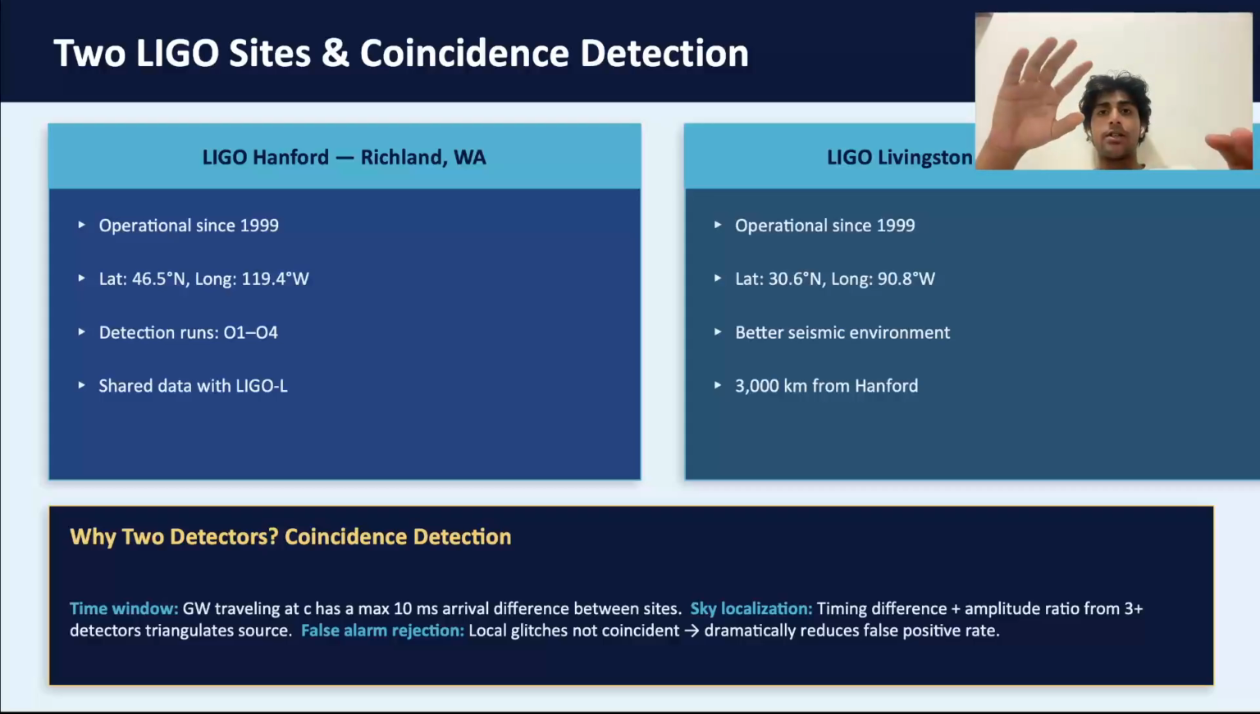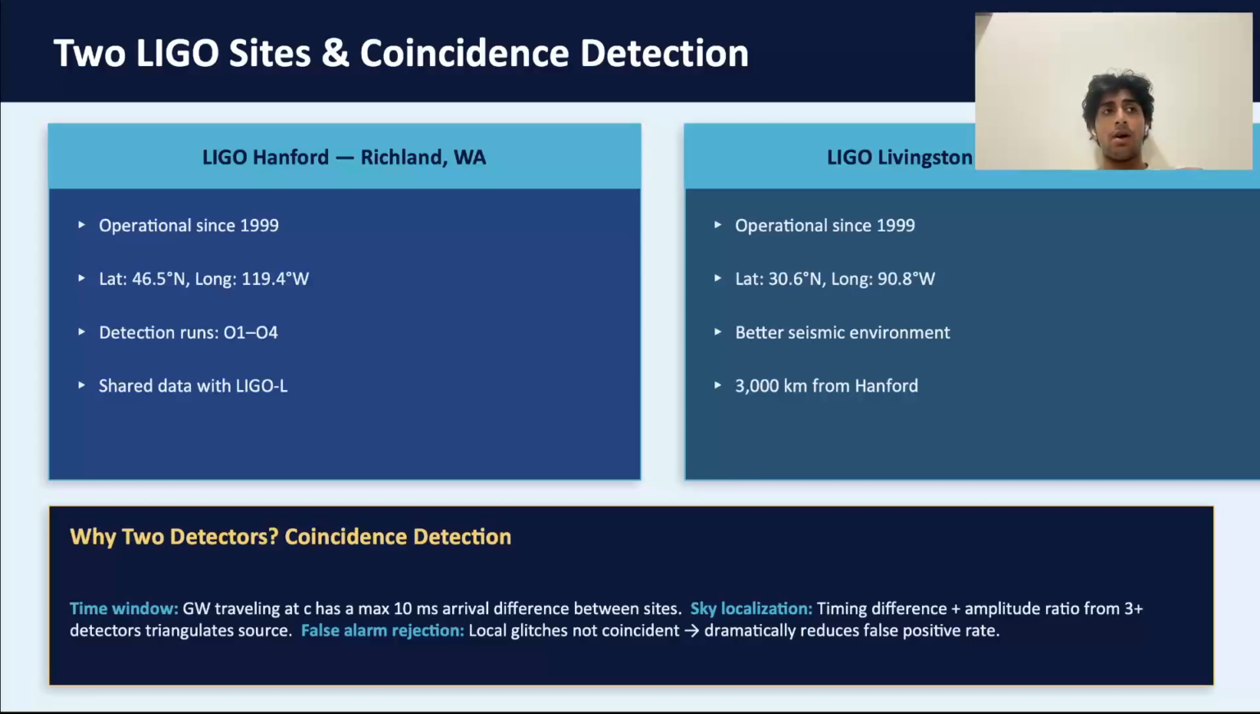A genuine gravitational wave arrives at both sites within 10 milliseconds, the light travel time across 3,000 kilometers. If only one detector detects it, it's local noise, which is discarded. When both detectors detect it at the same time, it's a gravitational wave. This single requirement slashes the false alarm rate by orders of magnitude.